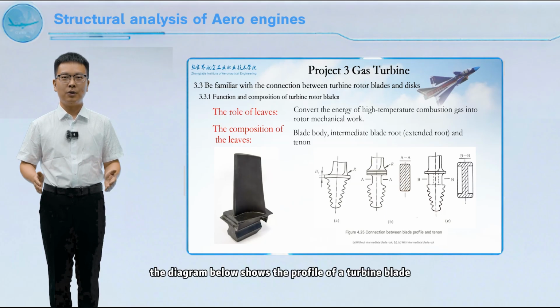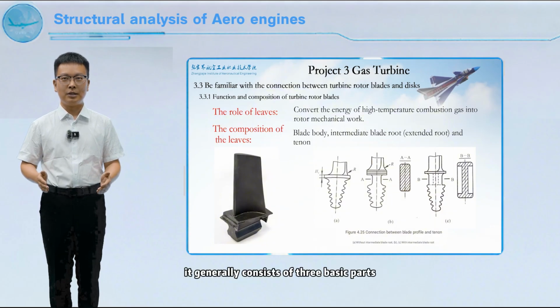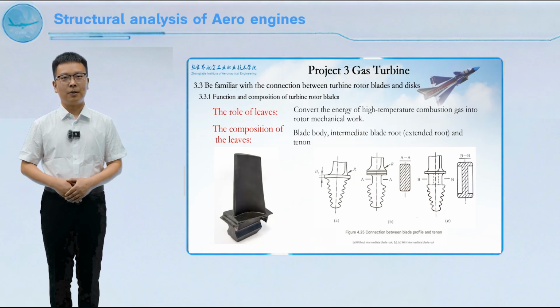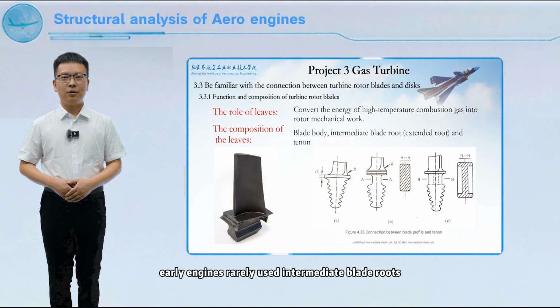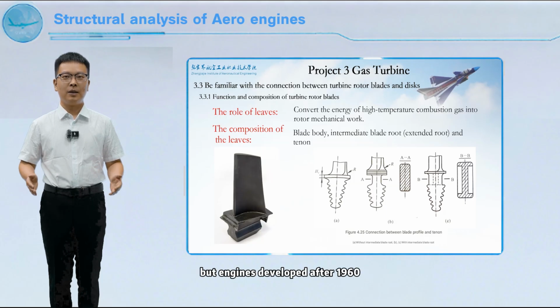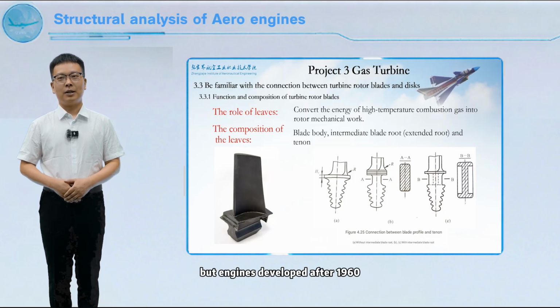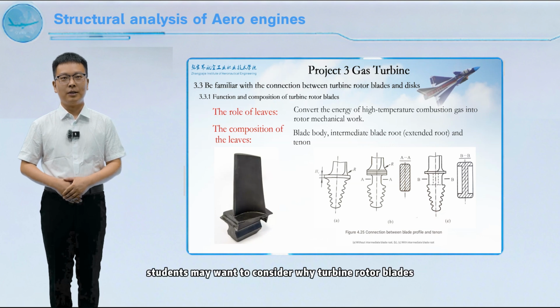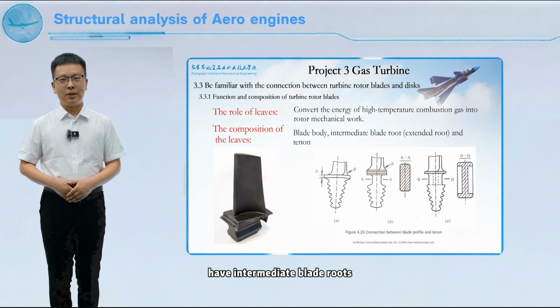The diagram below shows the profile of a turbine blade. It generally consists of three basic parts: the blade body, the intermediate blade root, and the tenon. Early engines rarely used intermediate blade roots, but engines developed after 1960 have adopted them more widely. Students may want to consider why turbine rotor blades have intermediate blade roots.